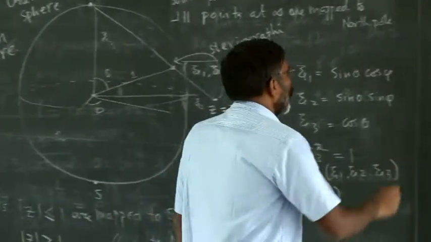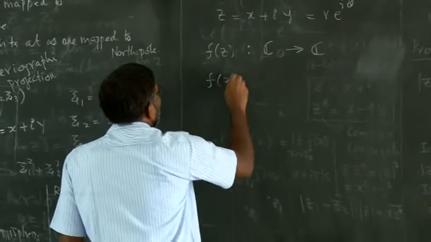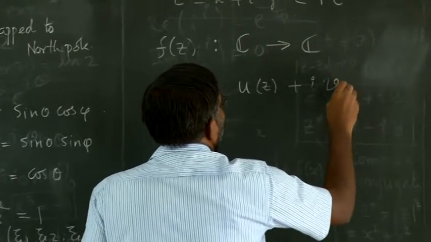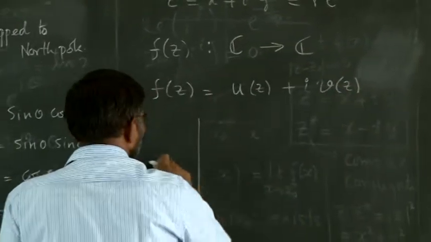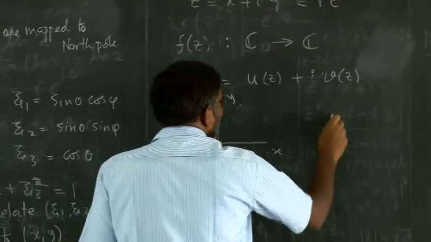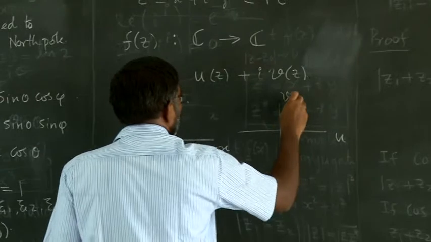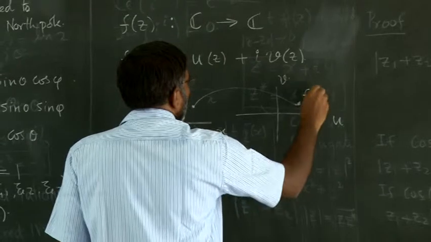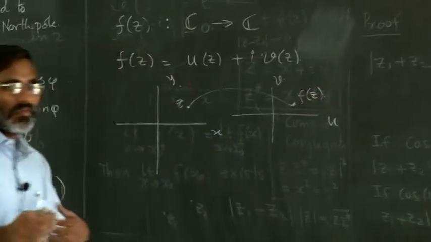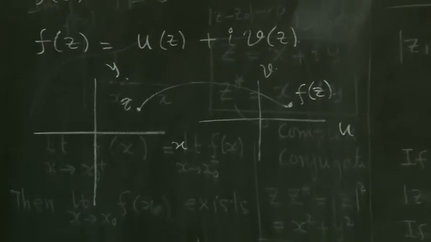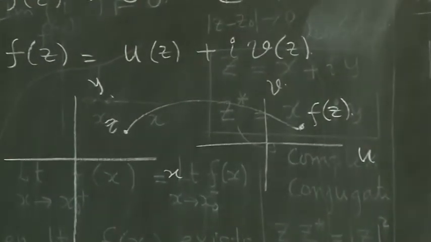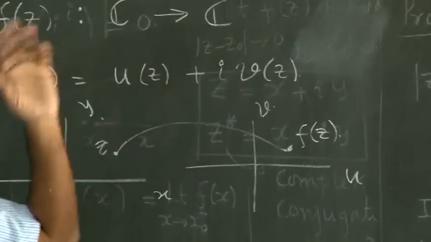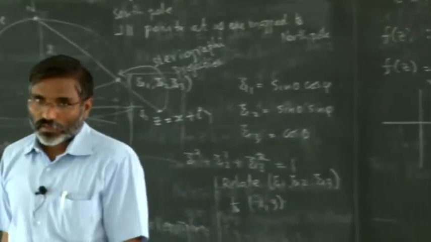So you can say that this f of z will be written as u of z plus i times v of z. So you have a complex plane where this is x and this is y. You have another complex plane where this is u and this is v. So a point z here is mapped to the point f of z. This is the meaning of saying we have a function of the complex variable. But u also depends on z, v also depends on z. And z is in itself two independent real variables.